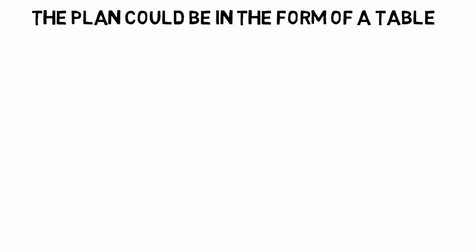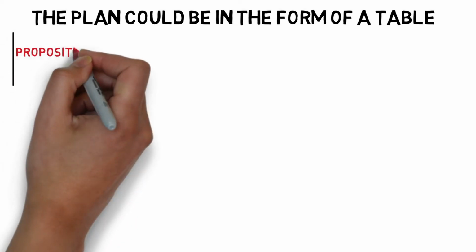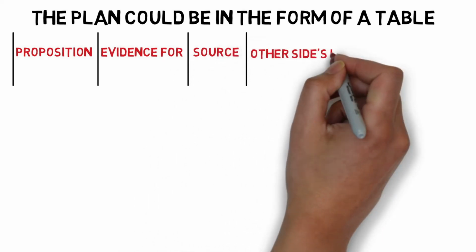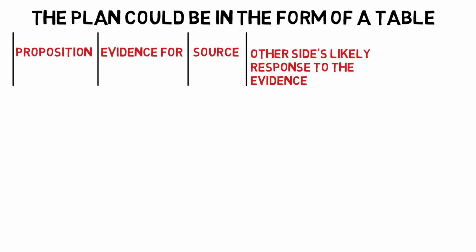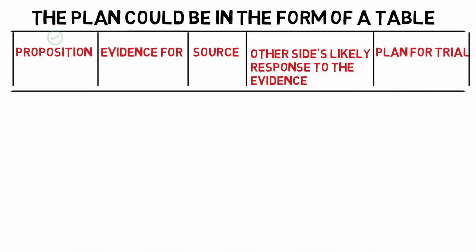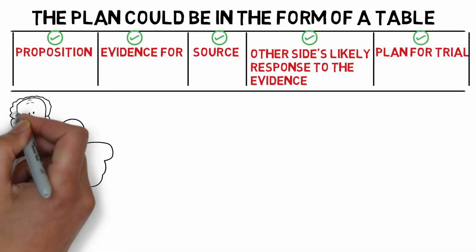The first column in the table would be for your propositions, the second for the evidence, the third column the source of the evidence. The fourth column would anticipate your opponent's likely response to the evidence, and the final column your likely plan for the trial. Proposition. Evidence for. Source. Other side's likely response to the evidence. Plan for trial.